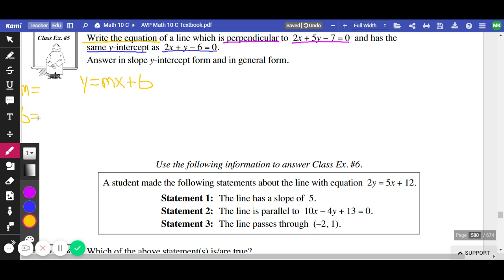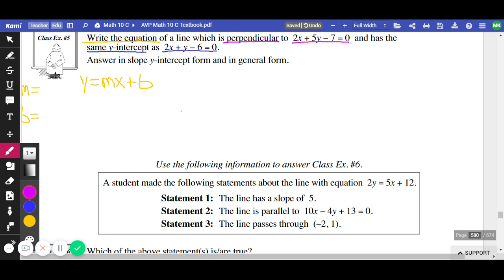To find the m and the b, you're going to reread your question, and it'll give you hints on where each one is. Write the equation of a line which is perpendicular to this, underlined in purple, is how we're going to find our slope. We want one that's perpendicular to this guy. So let's find the slope of this purple one. If we find the slope, then we'll have the slope of our new line.